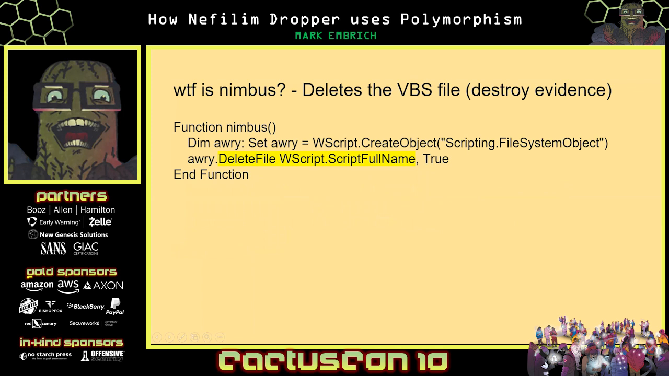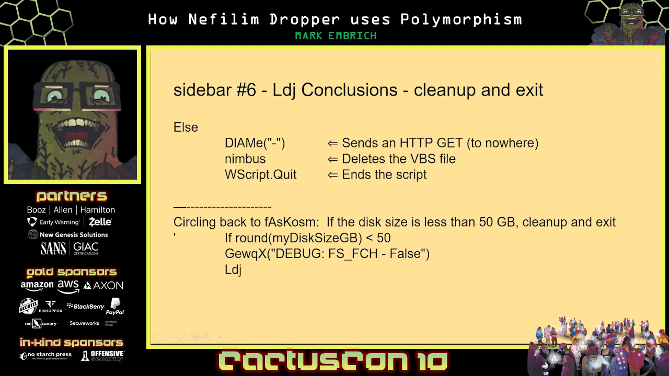Nimbus is a very simple script, just these 2 lines. All this does is delete a file. In this case, wscript.script full name, which means delete the VBS that is running. So this appears to be the threat actors cleaning up after themselves, destroying the evidence that is the VBS file. So if our hard drive is under 50 gigabytes, we send a HTTP GET to nowhere. We delete the VBS file and we end the script. So seems like they're cleaning up after themselves, just destroying evidence.